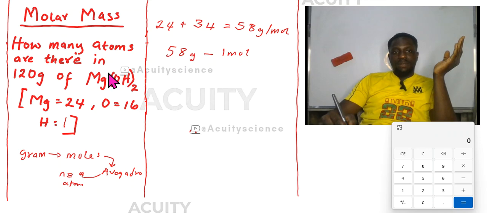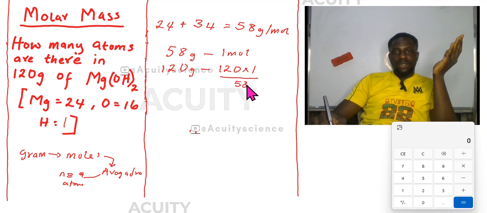Now we have 120 grams to deal with. So 120 grams would be to how many moles? We cross multiply 120 times 1 divided by 58. So 120 times 1 all over 58. Super easy.